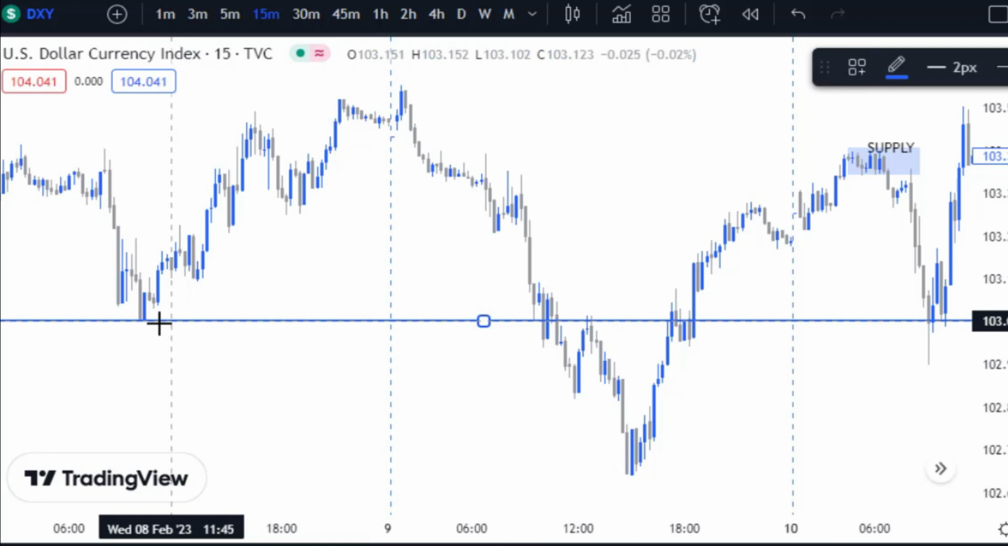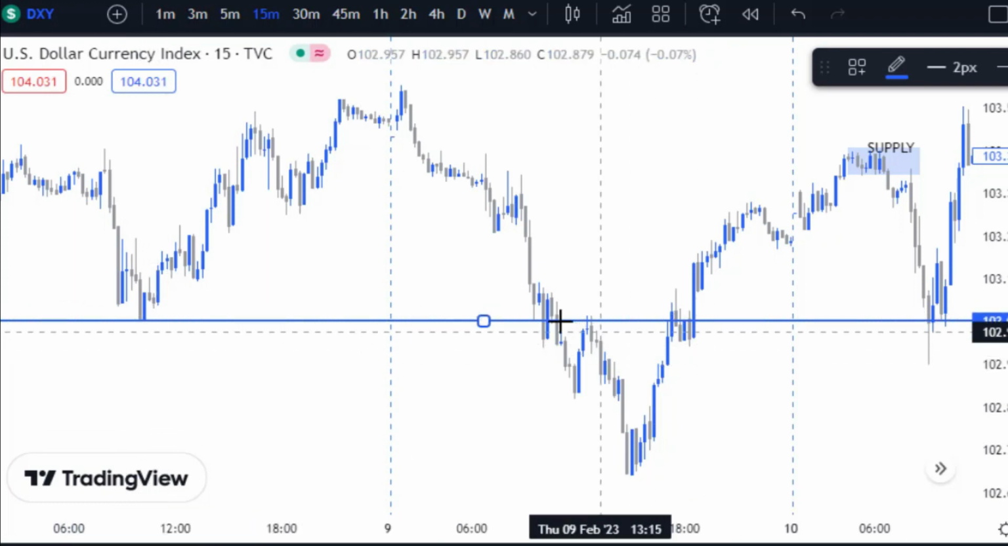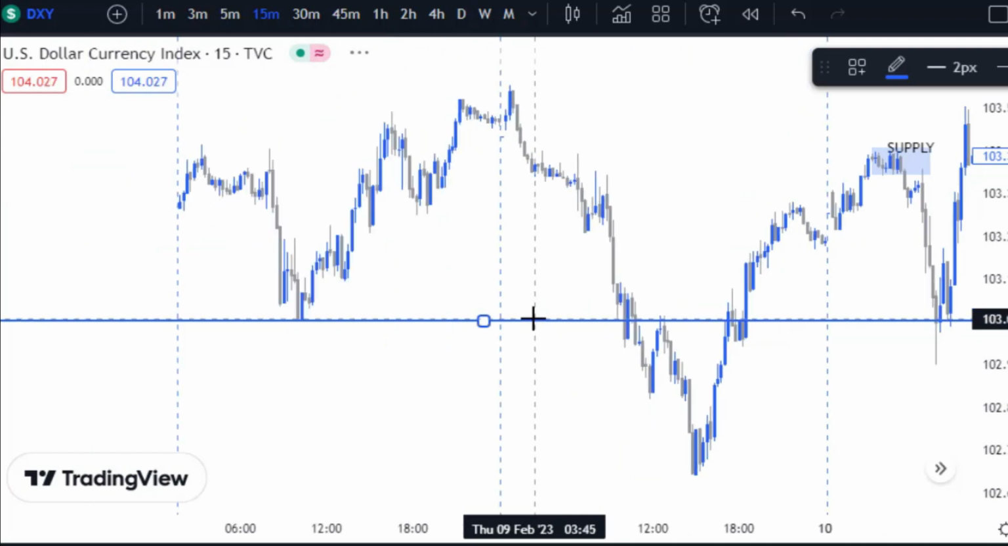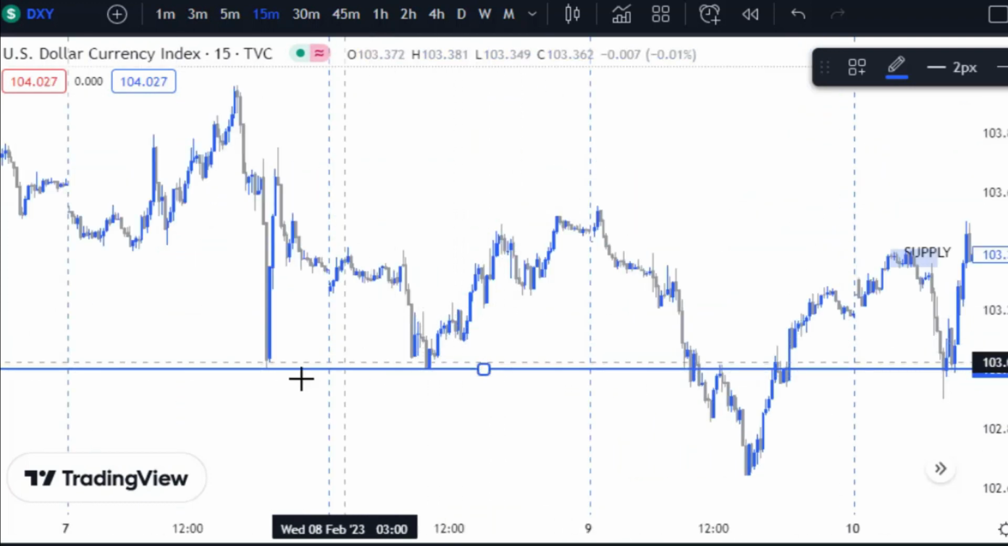Look at one here. You can see this region on Wednesday the 8th, 10:15. We saw price come to this region and then bounce off it. And then back in this region on Thursday 9:15 or about 9:30, price came off this region and then bounced off it. So we're not here to teach you how support can turn to resistance.